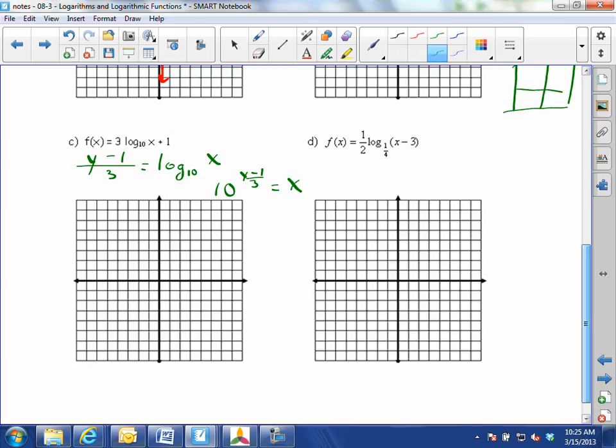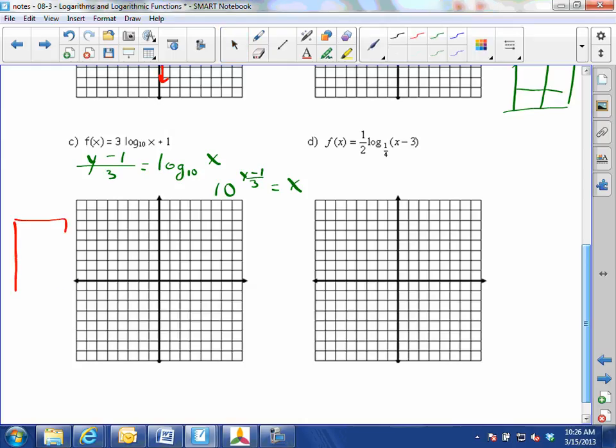You can plug this into your graphing calculator. So you set an x value and then find what y is. How do you graph that? You put it in the table of values.